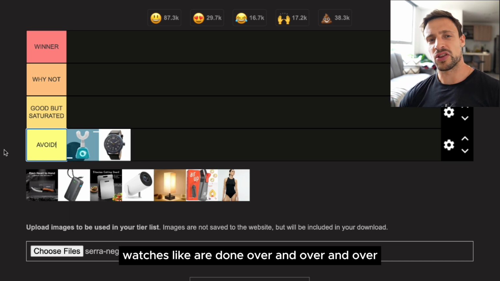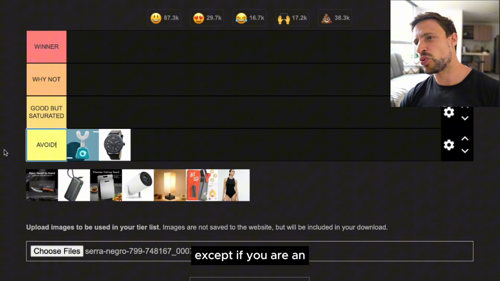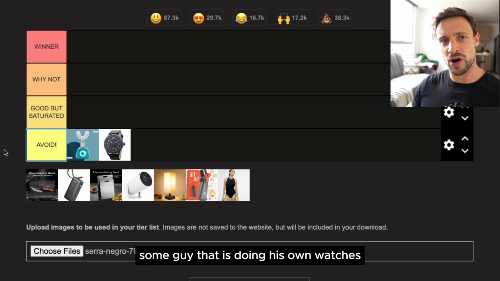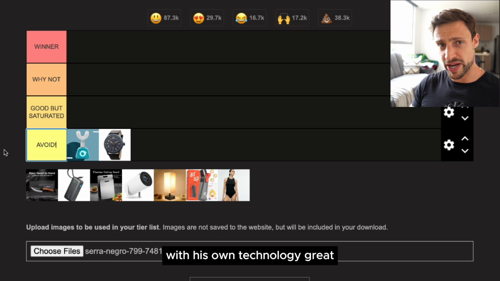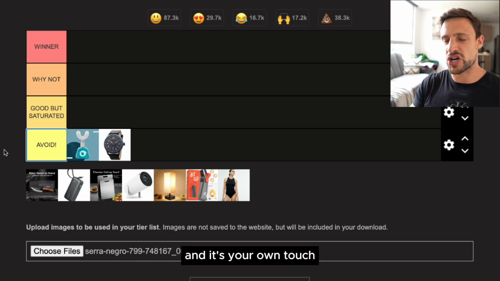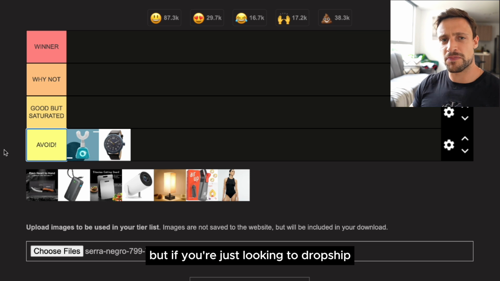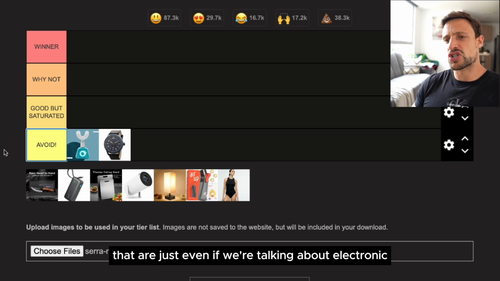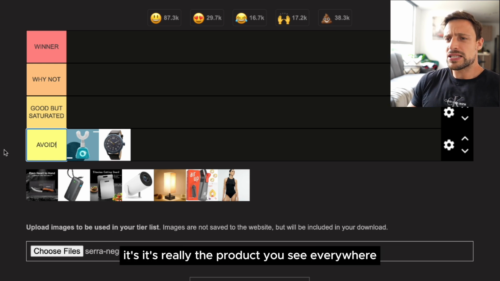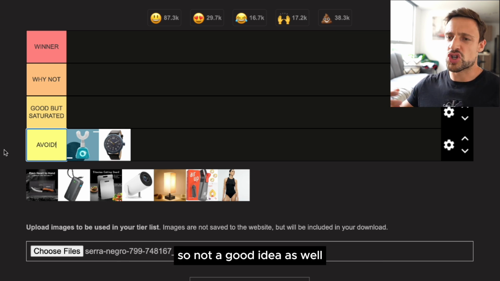When it comes to watches, I see this on every product research list. Watches are done over and over and over, except if you are some guy that is doing his own watches with his own technology. Great, I would say go for it because you have something different and it's your own touch. But if you're just looking to dropship some watches, even if we are talking about electronic, like these smart watches, it's not amazing. It's really the product you see everywhere, so not a good idea as well.